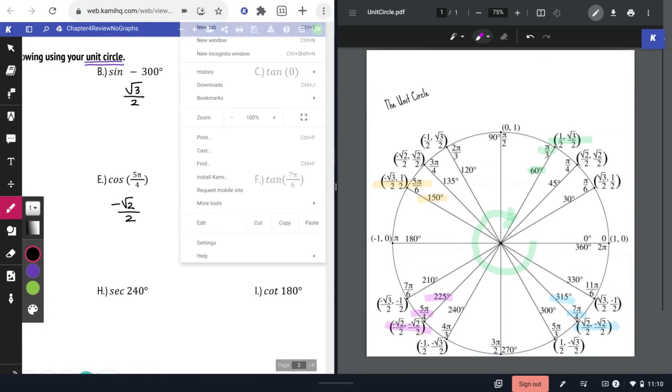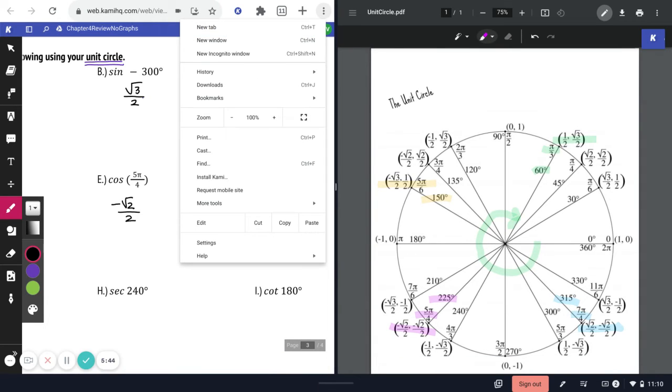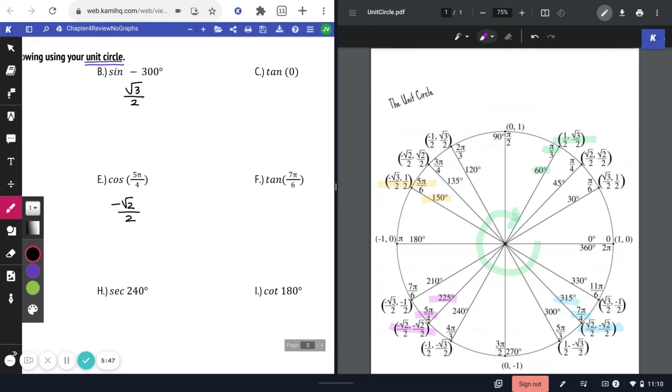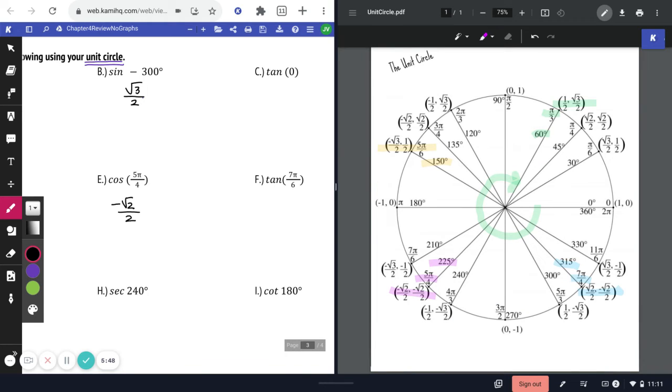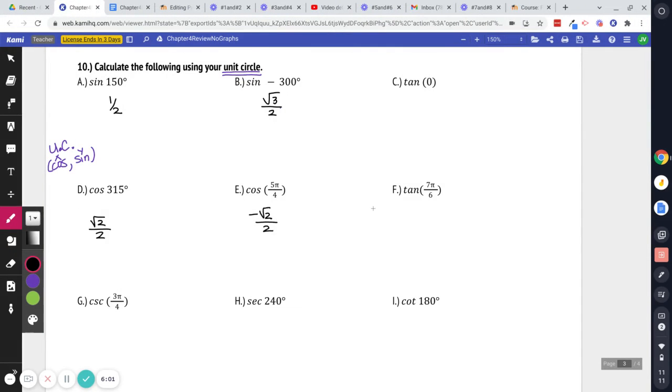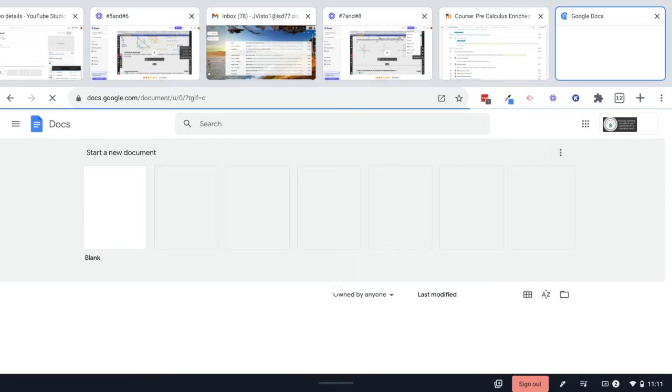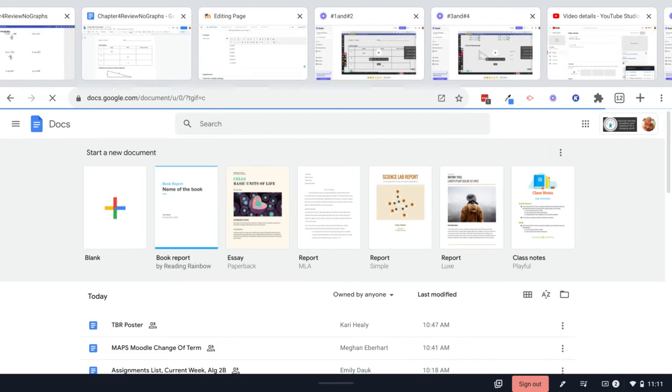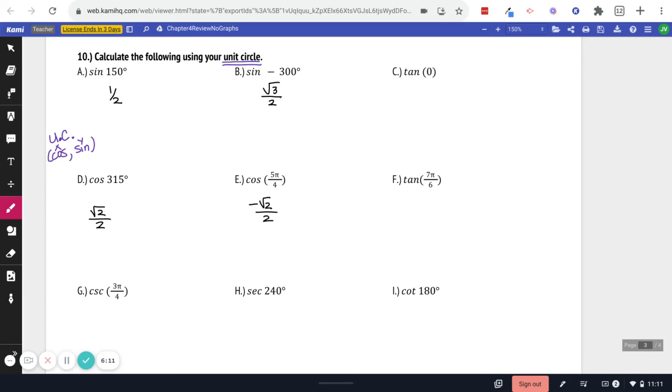But tangent 0 is going to come from doing the x-coordinate of 0 divided by the y-coordinate of 0. So I was going to make this bigger. There we go. No. Oh my gosh. What is happening here? Okay, here we go. So tangent 0.